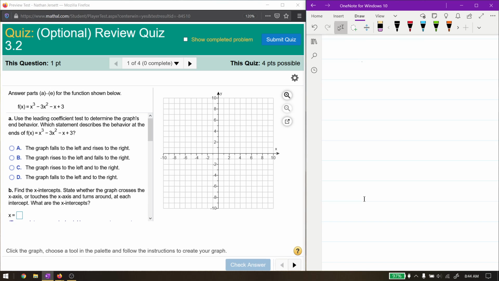This video is for review quiz 3.2. Here we're trying to graph a polynomial function, and they kind of give us steps to doing that. The first one we're going to look at is the leading coefficient test to determine the graph's end behavior.